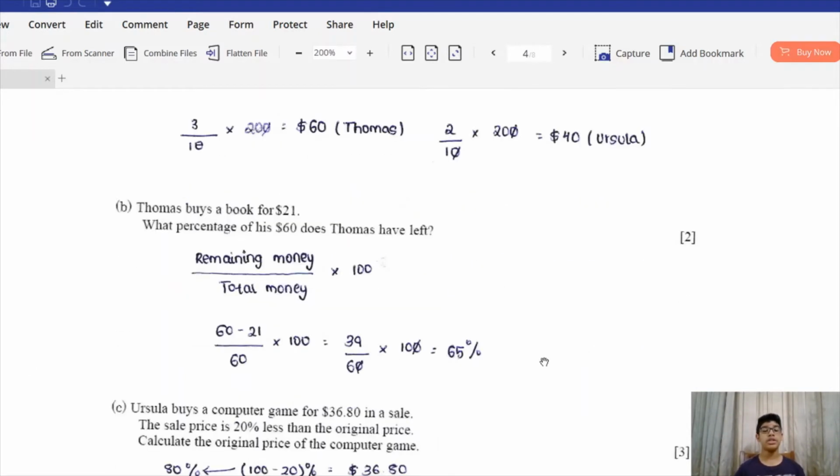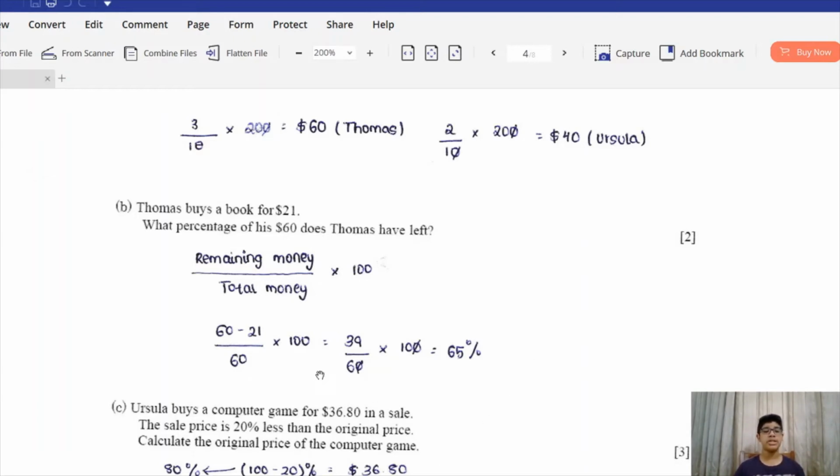Part B, Thomas buys a book for $21. What percentage of his $60 does Thomas have left? So because they want to know the percentage that he has left, it's basically represented by remaining money over total money, because they want to know what is left. What is left is basically what is remaining. So remaining money over total money multiplied by 100.